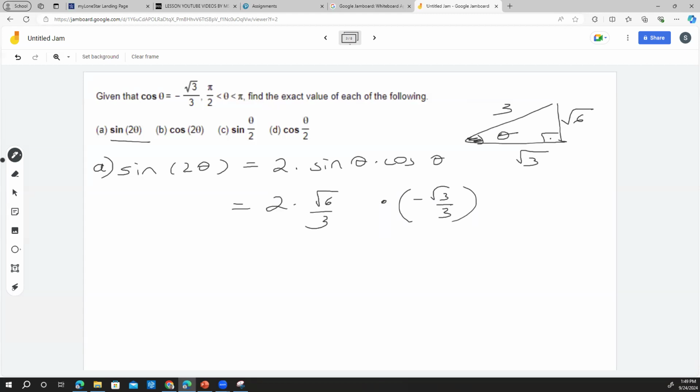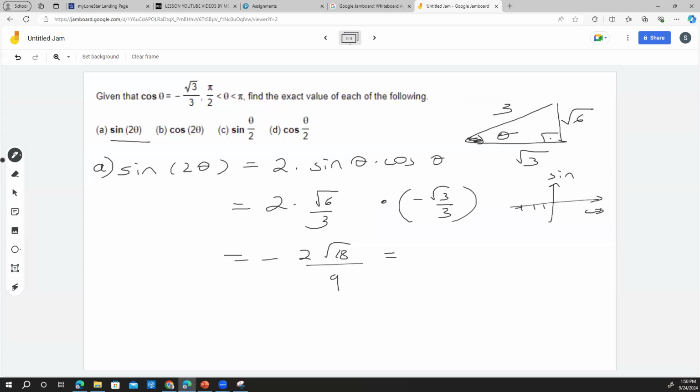I just have to think about the sine in the second quadrant. This is where the second quadrant is, and this is the sine axis, and this is the cosine axis. So cosine is a negative number, but sine is still a positive number. So now, when we multiply these three numbers, the result will be a negative number. And then root 3 times root 6 is root 18. So it's 2 times root 18 over 3 times 3, which is 9.